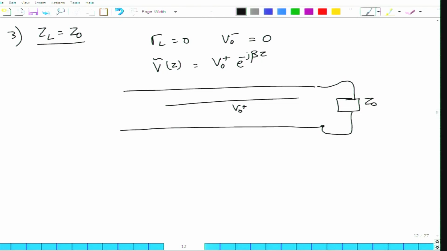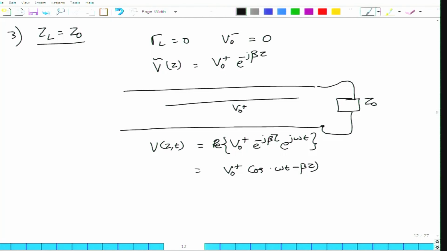That is surprising only because you go back to what is V of z,t for this case. Voltage as a function of both z and t will be given by V0 plus e power minus j beta z multiplied by e power j omega t, and then take the real part of it. What you get is V0 plus cos of omega t minus beta z. Where is the minima or the maxima located here? The maxima or minima that is located actually varies with respect to time, correct?